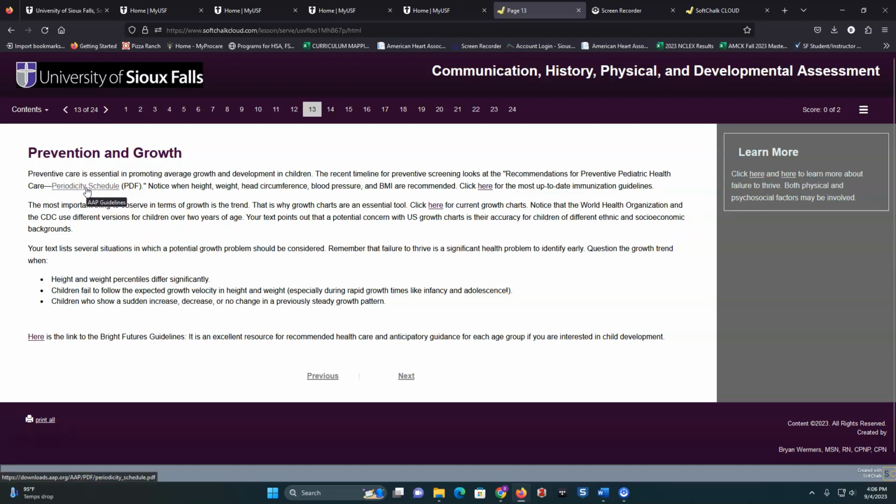Periodicity schedule, so these are the guidelines of when kids should get different exams at what ages. And if you are in private practice or if you're in primary care, this is great. With this, you can see what's required, and if you look here, here's your immunization guidelines. Here's your growth charts. Like I said, obesity is becoming more of an issue, in fact that you can link onto additional or expanded growth charts for those kids that are above the 95th percentile.